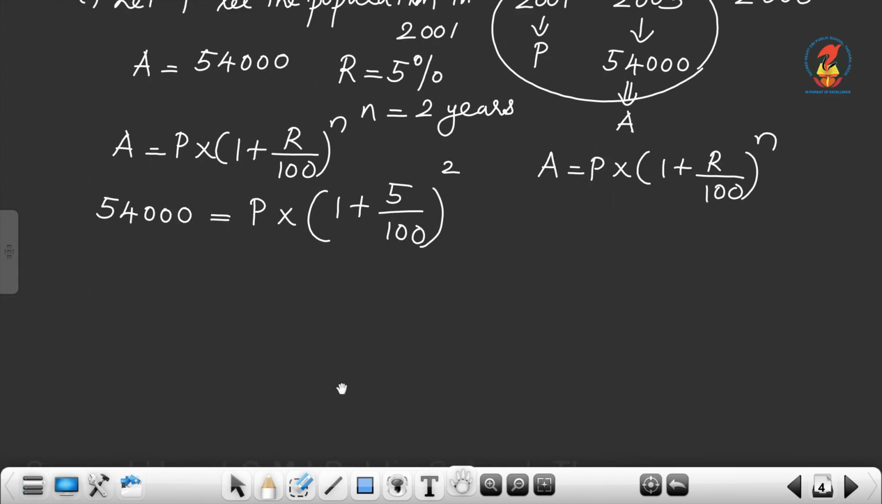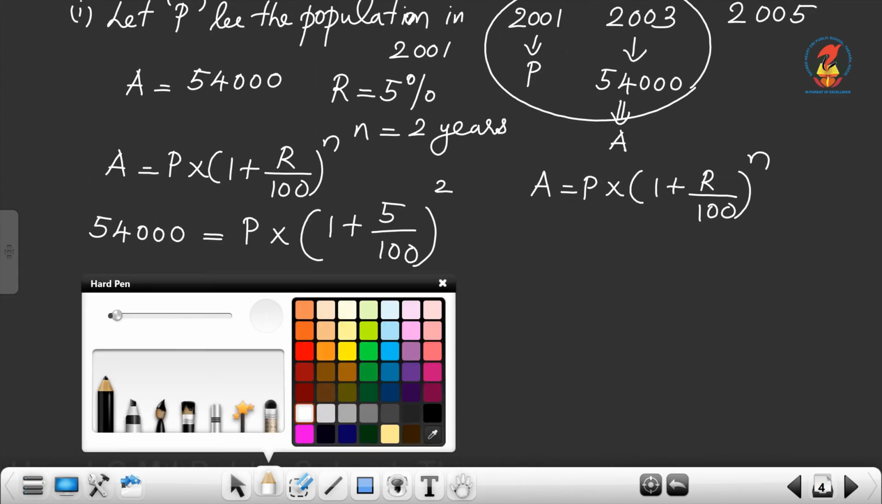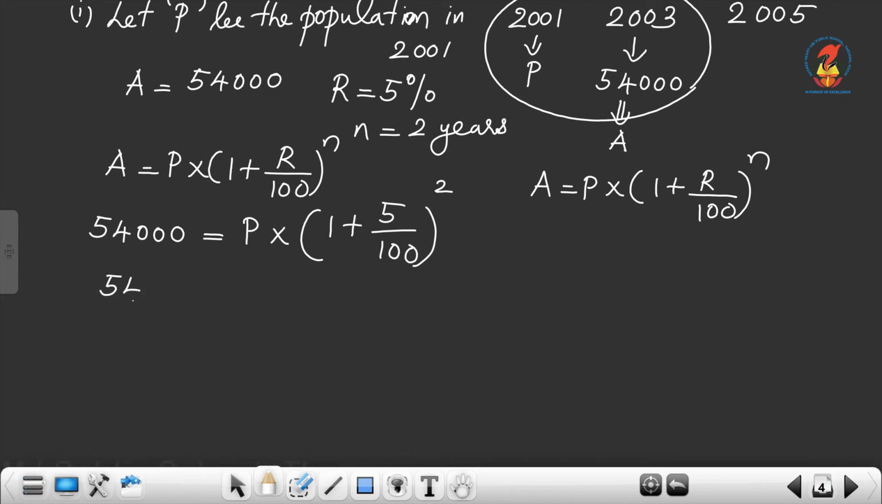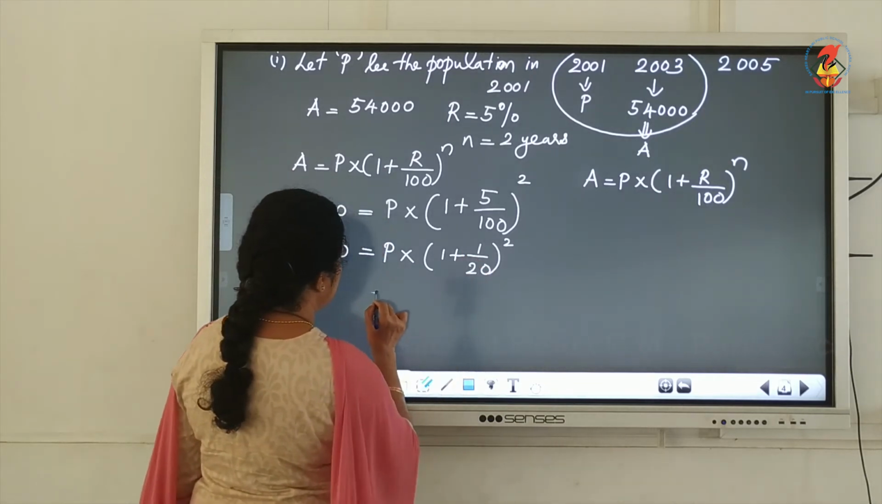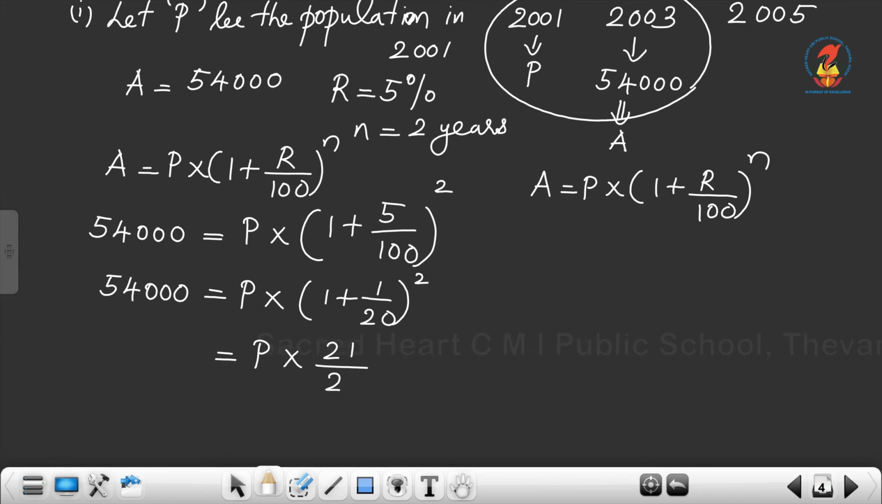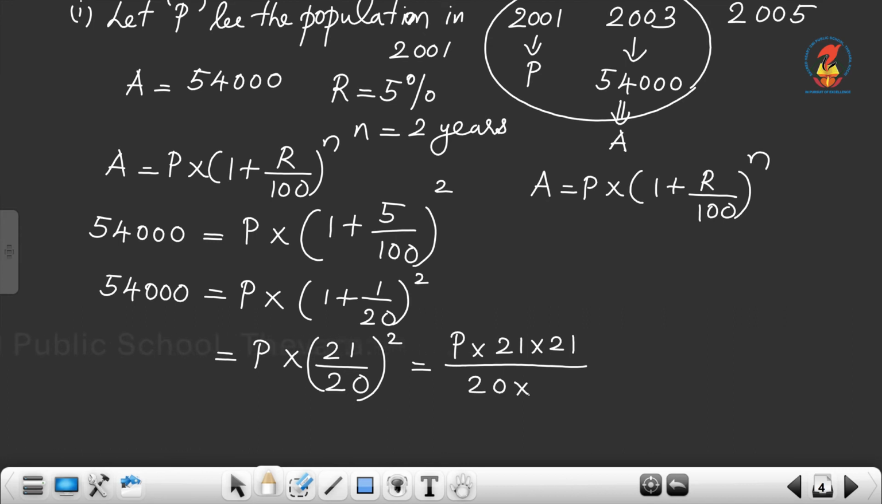So here we have to find out the value of P. Therefore 54,000 is equal to P into 5 by 100 is 1 by 20. So you will get it as 1 plus 1 by 20 the whole raised to 2, and 1 plus 1 by 20, 1 we can write as 20 by 20 plus 1 by 20. So you will get it as 21 by 20. So we can write as P into 21 by 20 whole raised to 2. So which is equal to P into 21 into 21 by 20 into 20.